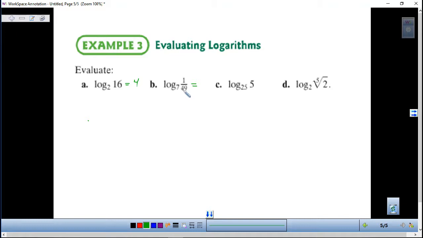If you square 7, you're going to get 49. But since it's on the bottom of the fraction, that 2 needs to be negative. And here's why. Just make sure that you know this.